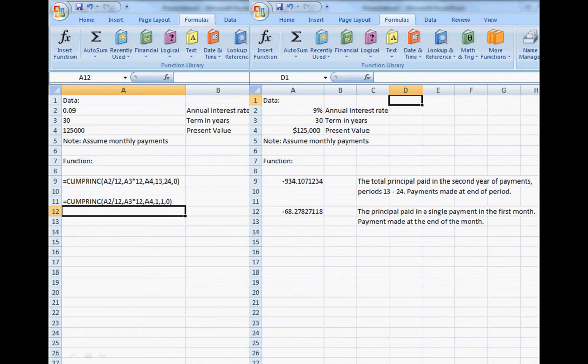This returns -$68.28. This is the principal paid of a single payment in the first month of payments made at the end of the month.